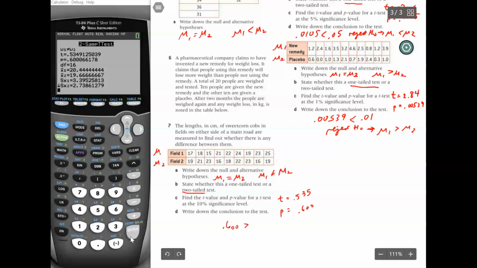If we compare it to the 10% significance level, it's greater, which means we accept the null hypothesis. So there's no difference between the corn on both sides. The means are equal to each other. And I think that's it. Yeah, that's it for this page. So that's it for t-test.